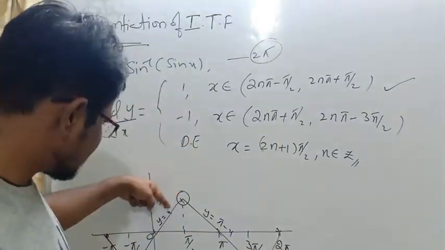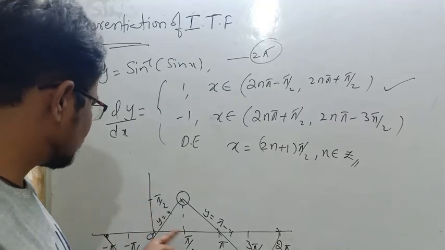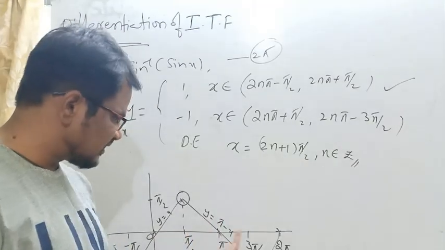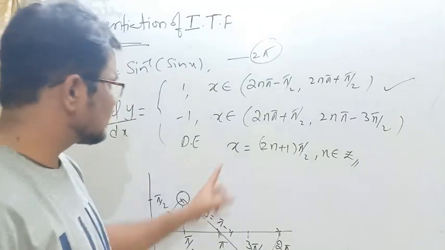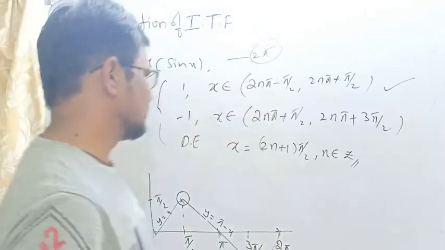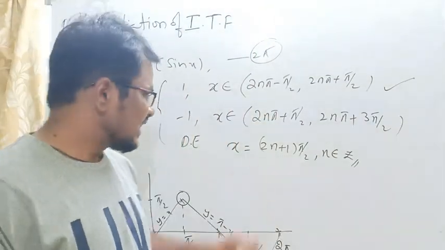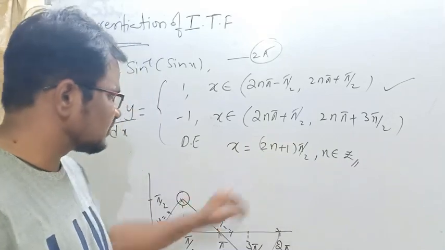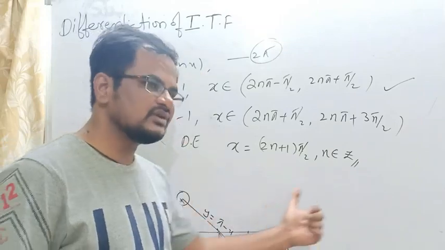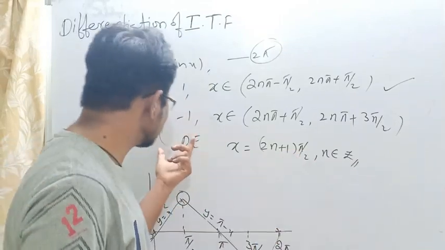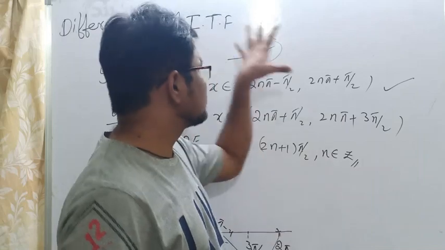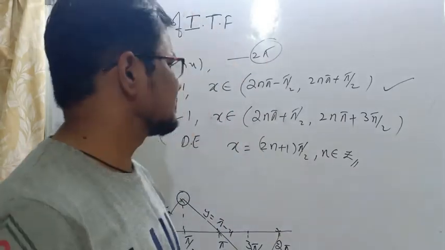Now here differentiation of this one is 1 when x is from minus pi by 2 to plus pi by 2. Here again differentiation of this one is minus 1 when x is from pi by 2 to 3 pi by 2. If you take n equal to 0 it gives pi by 2, n equal to 1 gives 3 pi by 2, so at pi by 2 and 3 pi by 2 the derivative does not exist, meaning the function is not differentiable at odd multiples of pi by 2. Okay? So this is about the differentiation of sine inverse of sin x.